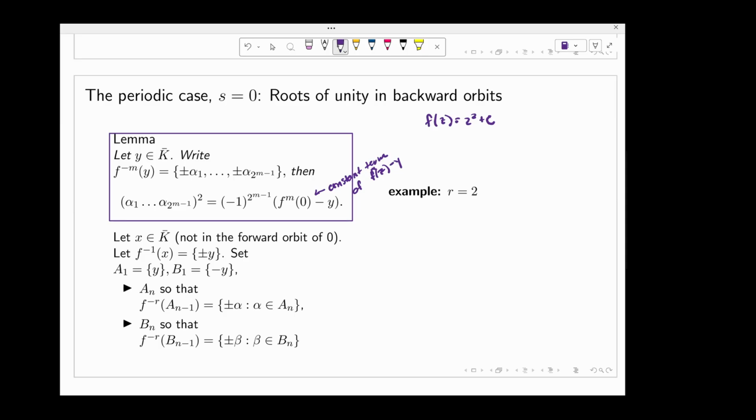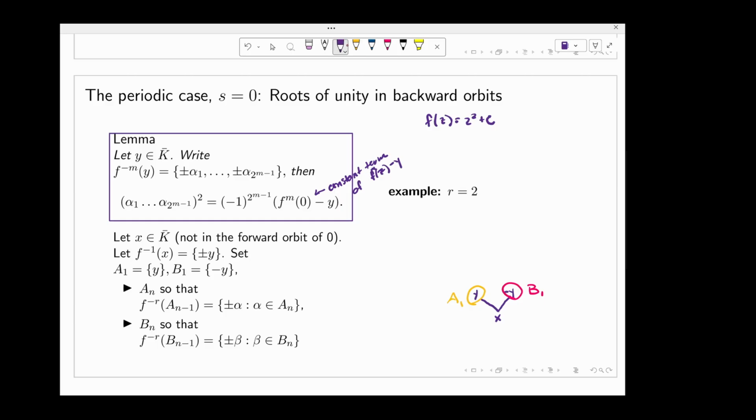First, we have to define these technical looking sets that are defined recursively. So we'll let x be any point in k bar which is not in the forward orbit of 0. Here's my x in my tree, and we'll first look at the first preimage of x. That consists of some plus minus pair, plus y and minus y. I'm going to let A1 be the set containing just y, and B1 be the set containing just minus y.